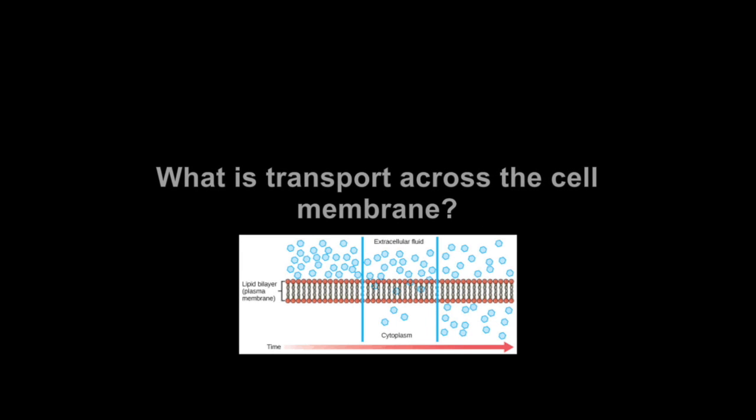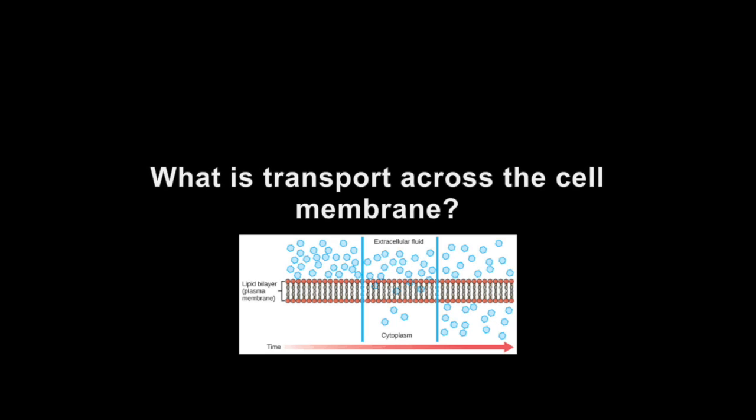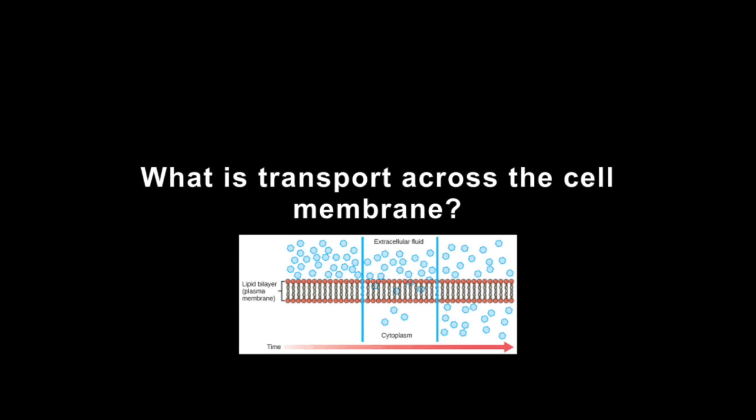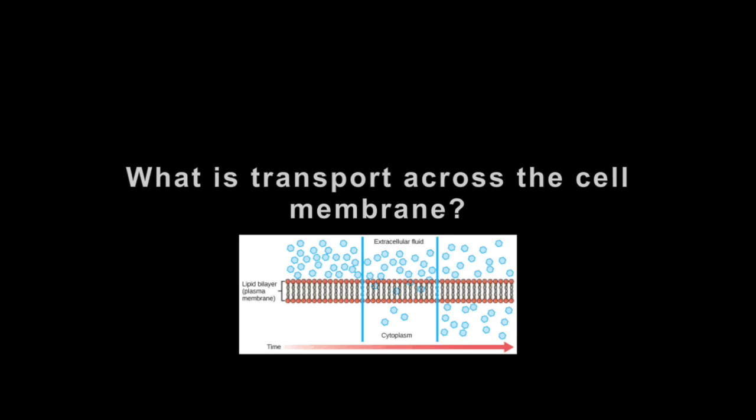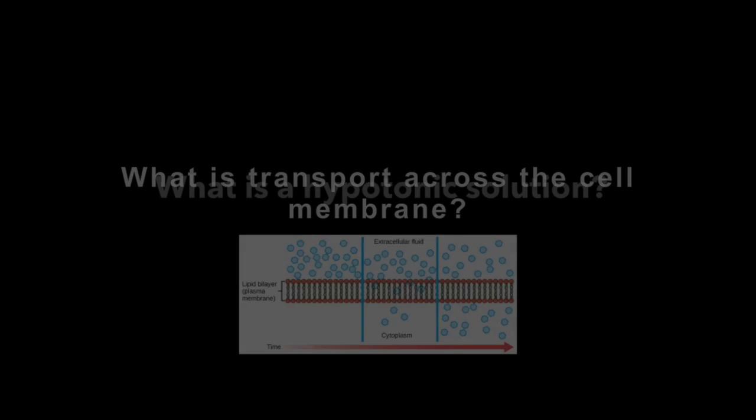Before the experiment, you need to know the following questions. Firstly, what is transport across the cell membrane? The transport across the cell membrane is when the phospholipid bilayer that makes up the cell membrane decides which molecule can go in or out of the cell.